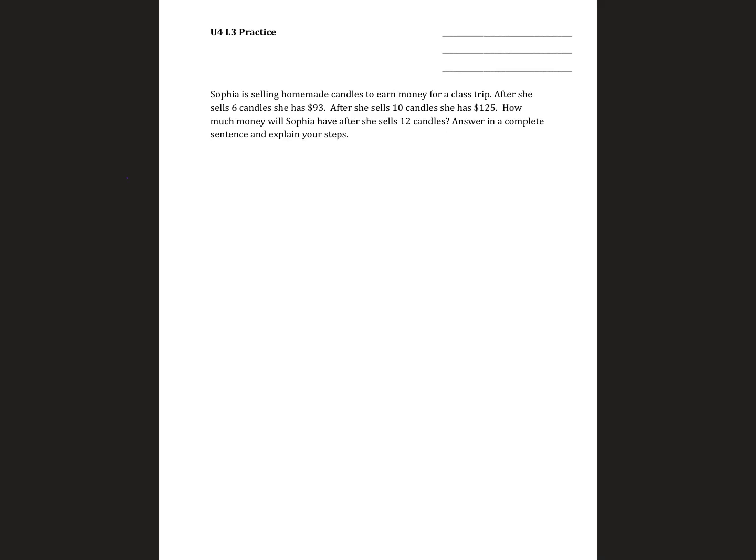Okay, so we're going to go through how to solve these types of questions because we get these a lot throughout this unit. So let's go ahead and annotate and see what we've got going on. We have Sophia. She's selling candles to make money. After she sells 6 candles, $93. After she sells 10 candles, she has $125. So the question is, how much money will she have after she sells 12 candles? And we're going to put that in a complete sentence, and we're going to explain our steps.